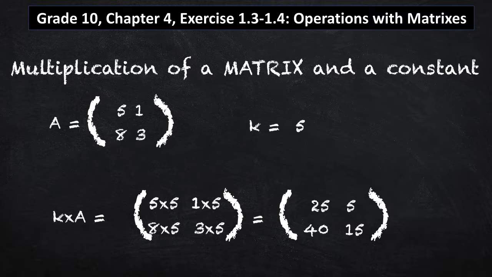So when I multiply a matrix that is 2 by 2 by a constant, I also get a matrix that is 2 by 2, where every element of the initial matrix was multiplied by the constant.